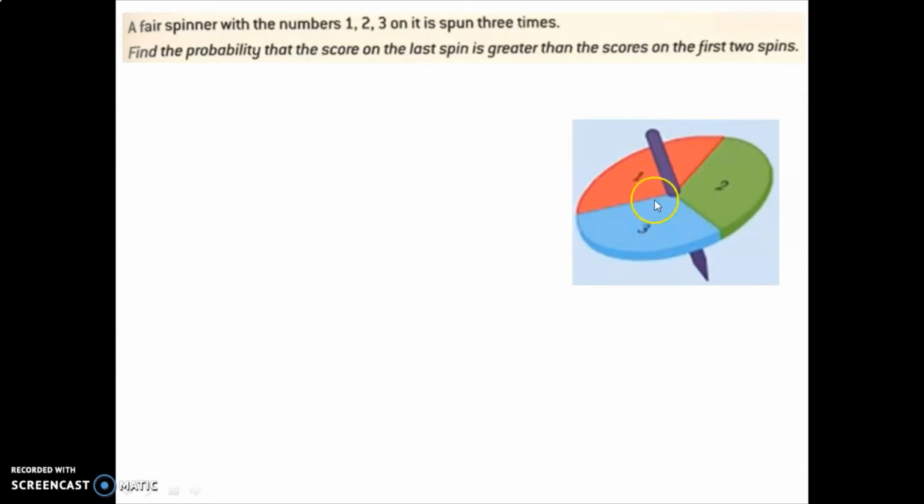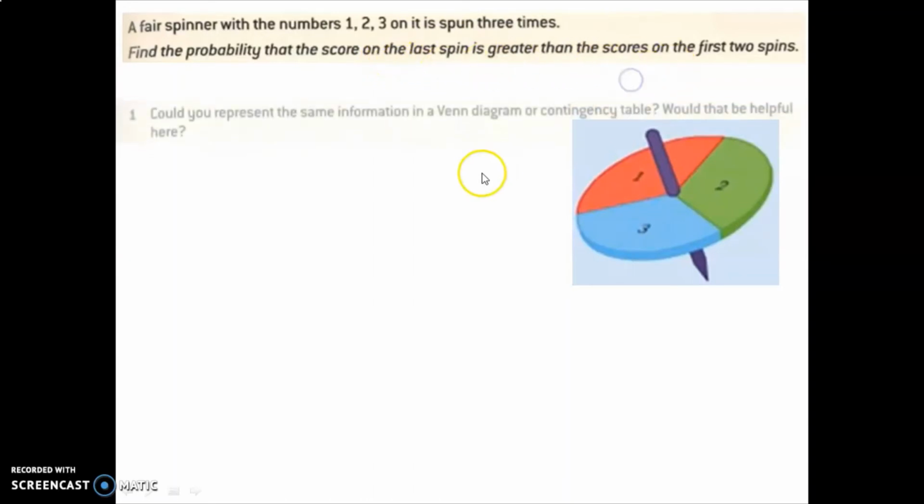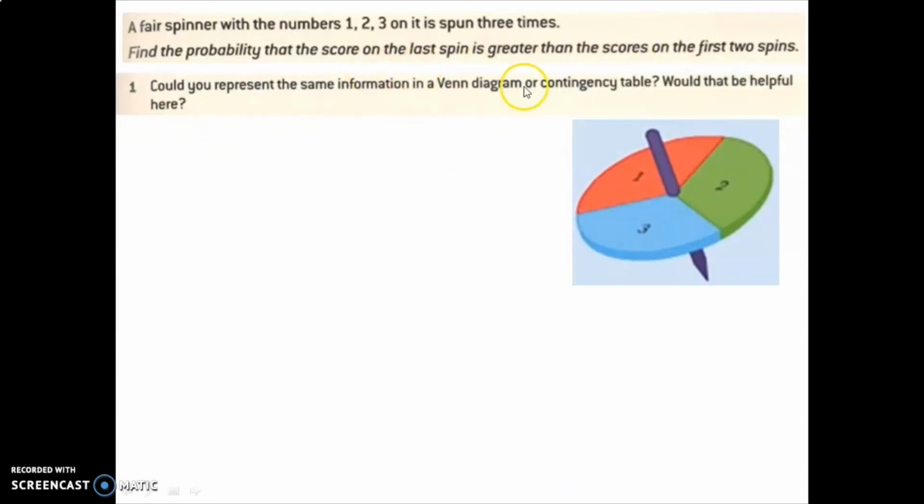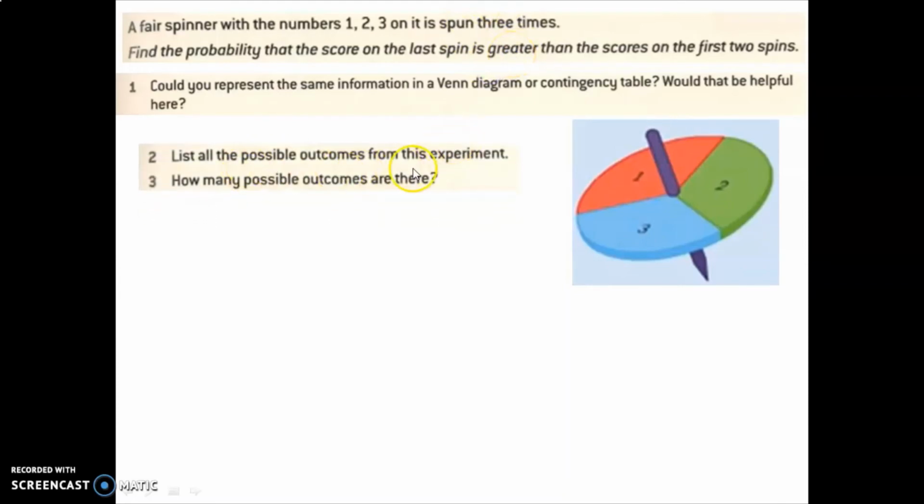We have a spinner with 1, 2, 3 on it. It's spun 3 times, and we're looking for the probability that the score on the last spin is greater than the scores on the first 2 spins. Could a Venn diagram and contingency table be used? Not really. Venn diagram, yes, but very, very tricky. Contingency table, no, because remember that's only 2-dimensional, and here we have 3 spins, so that already creates a 3-dimensional situation. So what are all the possible outcomes?